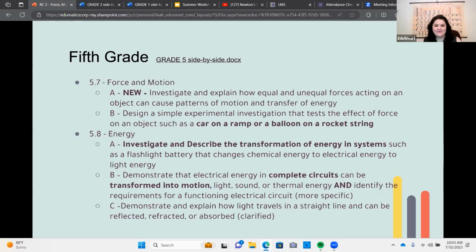But it now says demonstrate and explain how light travels in a straight line and can be reflected, refracted, or absorbed. So that one's not a huge difference, but I think the absorbed is the biggest one. It was already talking about reflected and refracted, but absorbed is a little bit different.